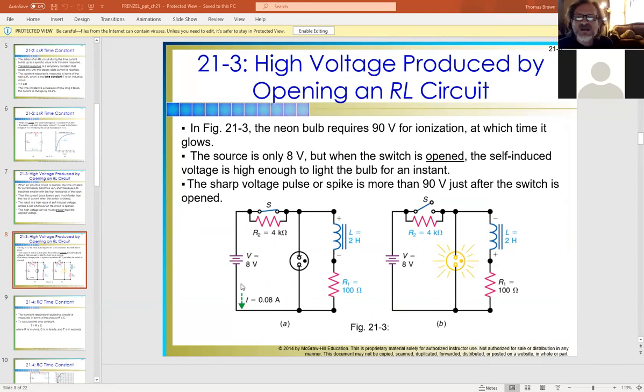So now we're going to get a little more complicated here. Let's take a look at figure A, figure 21.3. We're going to throw in a neon bulb, okay? And he states that the neon bulb needs 90 volts for ionization.